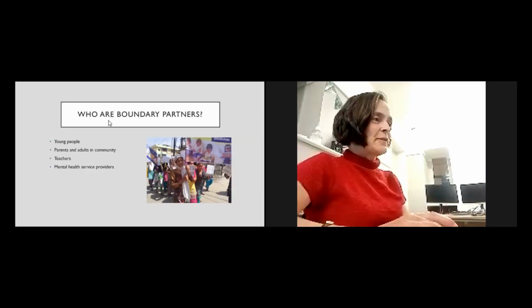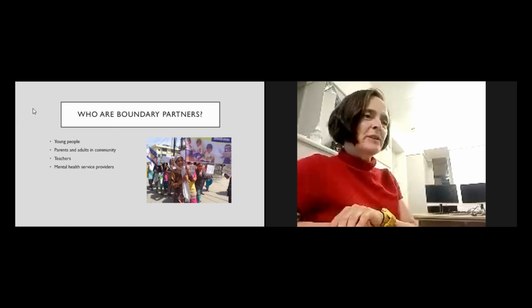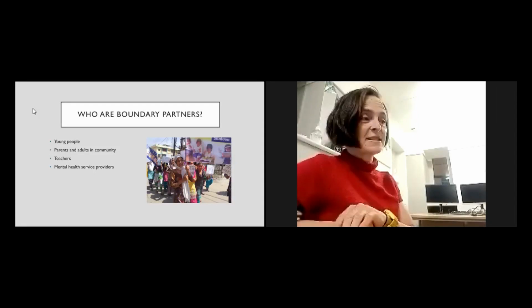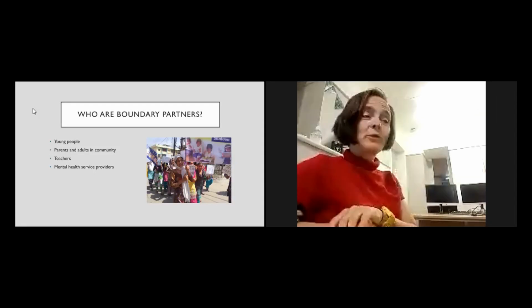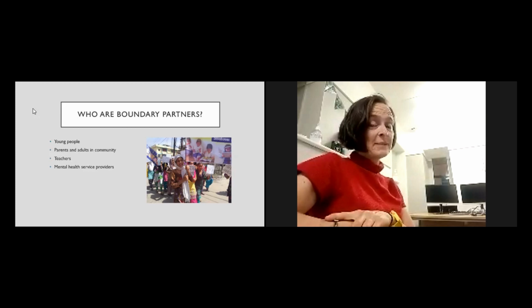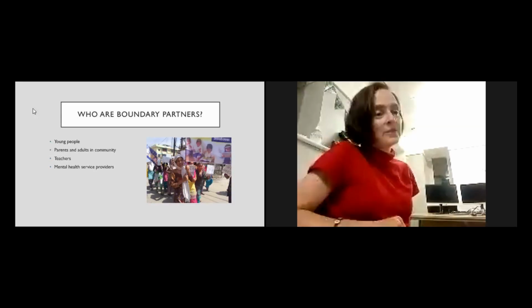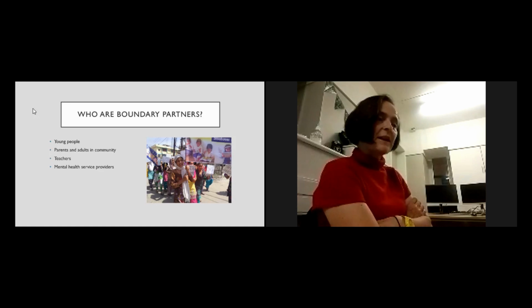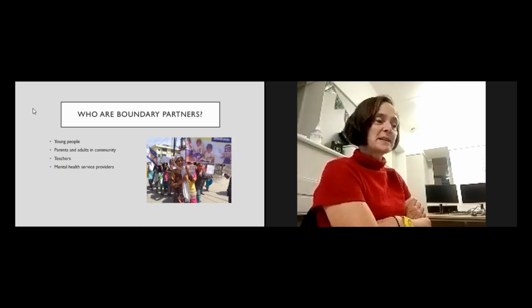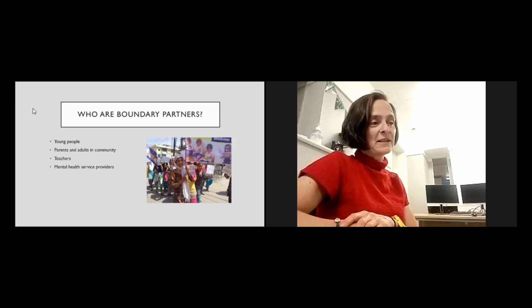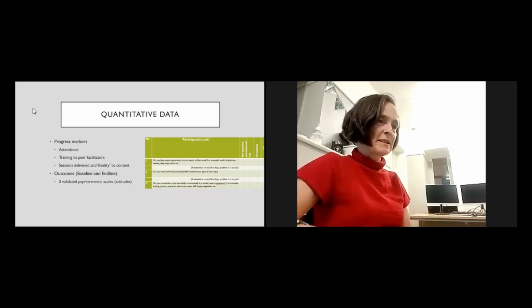If we think of more, who are the boundary partners? This is a group of some of the young women participating in a group activity, going for a march, in which they were promoting that young women should be allowed to complete high school. So we had 4 main boundary partners. It was the young people participating. There's also adults and parents, because we really needed them on board to allow their daughters particularly to participate. But we also worked with teachers in schools. Some of the programs we ran in schools, and so teachers gave us space and time for that. And for many of the young people who needed more formal mental health care, we were working with health workers as well. So those are the boundary partners.